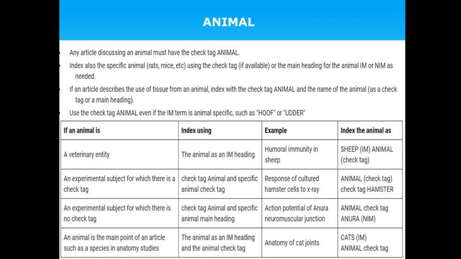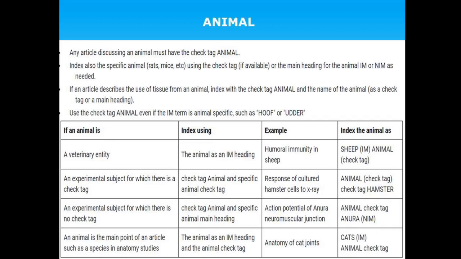So in the case of the third criteria, if the animal is an experimental subject, like previously mentioned, for which there is no check tag, then what you have to do is check tag the animal. Animal should be the general heading, in the check tag, and the specific animal, or the animal they are talking about, should be the main heading. Not IM heading, as a main heading, NIM. So: action potential of Anura neuromuscular junction. Here you see there is an experimental subject, but there is no check tag. How? The experimental subject is Anura.